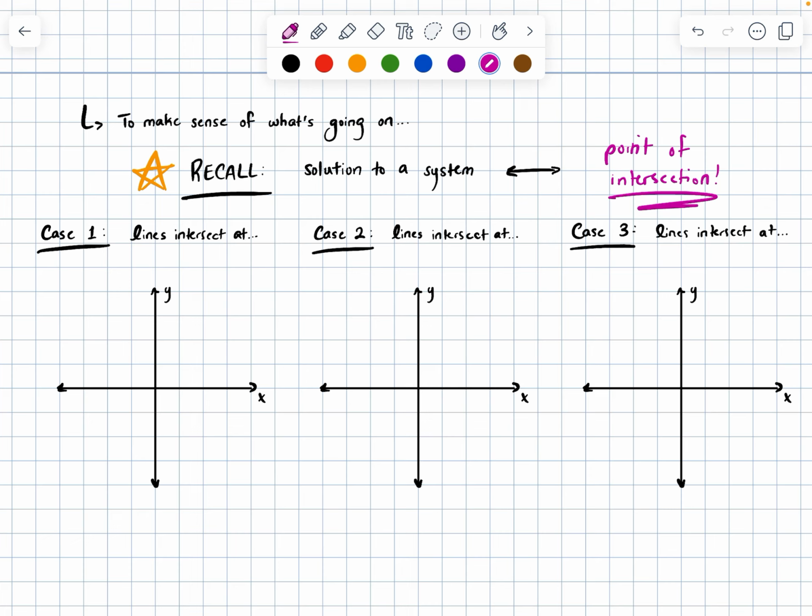What do you think those 3 cases might be? Take a minute, pause the video. Take a risk, take a chance. No right answers here. There is kind of a right answer, but what do you think some of my options for the way that 2 lines on the same graph might interact with each other could be? Go.